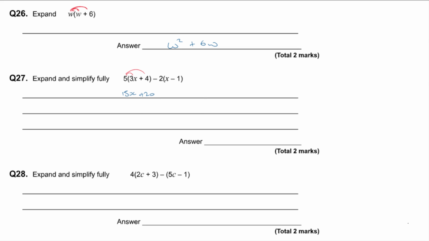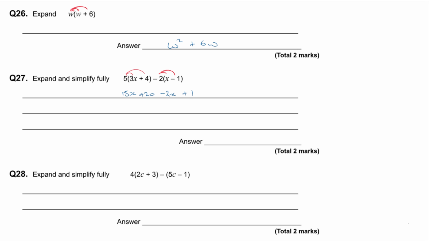And then I've got, just take care with this, I've actually got negative 2. Negative 2 times x, that's minus 2x. And negative 2 times negative 1. Now, negative times negative is actually positive, so that should be plus 1 on the end.